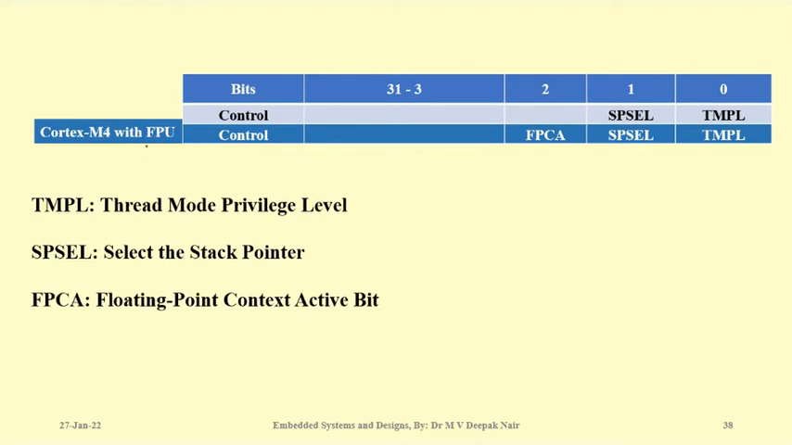So one more register is with the FPU, the floating point unit. This is not available in all the microcontrollers. Very few, only the latest microcontrollers have this FPU facility. M0 does not support FPU. Okay, Cortex M0 does not support this kind of facility. I'm not sure about M3 also, but M4 supports a floating point unit.